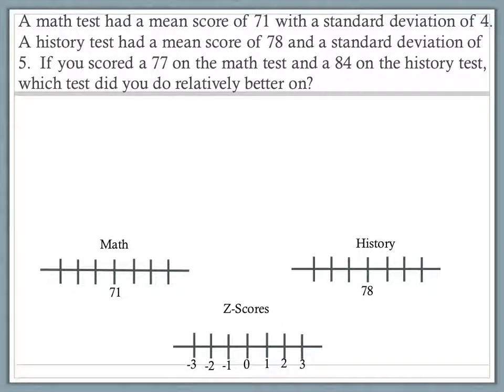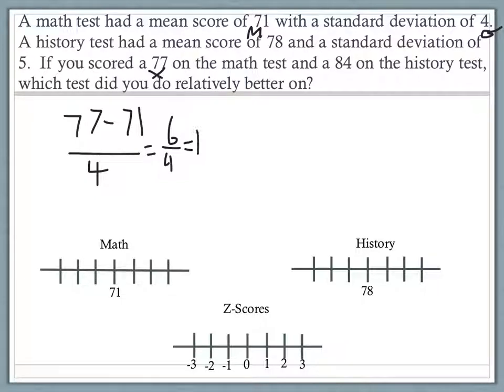Let's look at your math score first. My score for math was my x value, which is 77. Then we're going to subtract our mean, which was 71, with the standard deviation of 4. So 4 is going to go right here. 77 minus 71 is 6, divided by 4. 6 divided by 4 is 1.5.